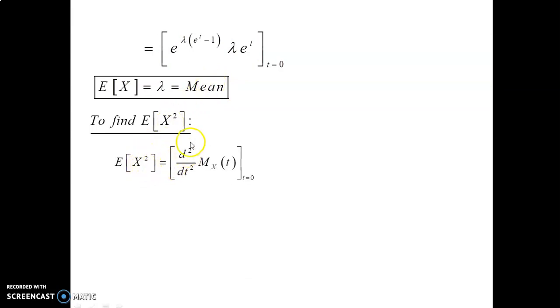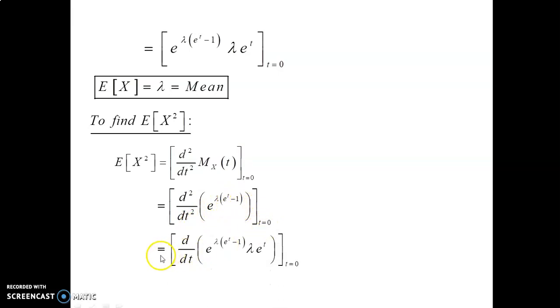E of x square is equal to d square divided by dt square of Mx of t at t equal to 0. Now substituting this function, we get d square divided by dt square of e power lambda into (e power t minus 1) at t equal to 0, equal to d by dt of the differentiation of this term from the previous solution, the E of x solution, that is e power lambda into (e power t minus 1) into lambda into e power t.